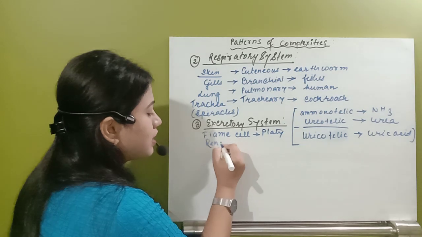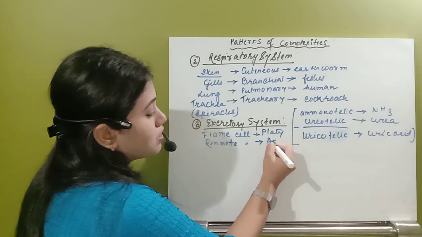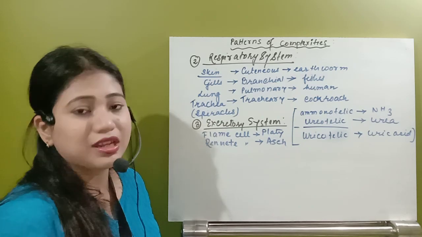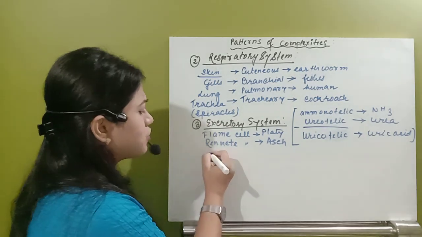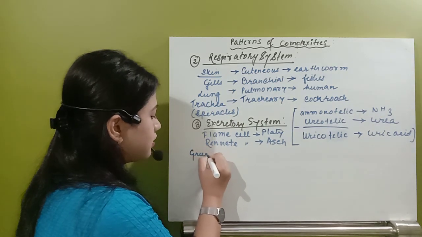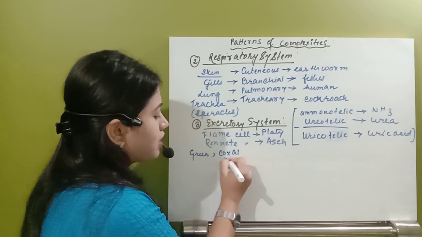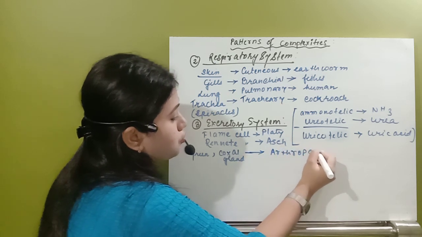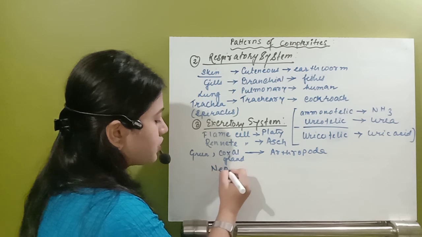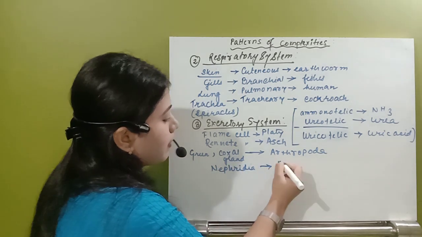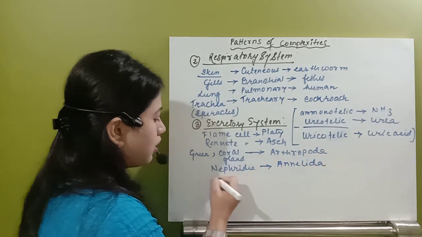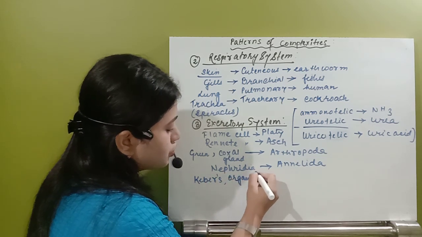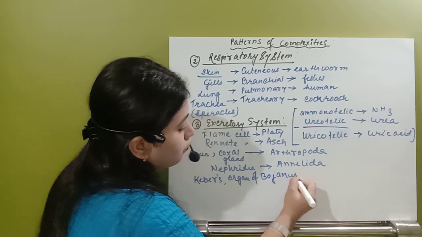Next, another type of cell has developed, that is the Renette cell. Renette cell is present in Aschelminths or Nemathelminths or Nematoda. So a number of organs have developed. Suppose in Arthropoda, you can have the green gland, and then the coxal gland. That type of excretory organs have developed in Arthropoda. Next, in Annelida, nephridia have developed. Next, in Mollusca, Keber's organ or the organ of Bojanus is developed.